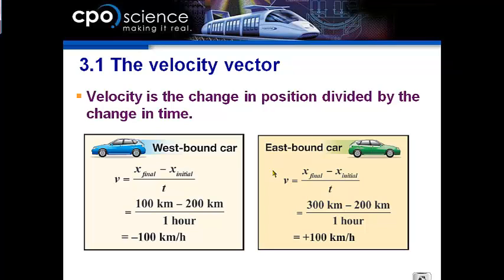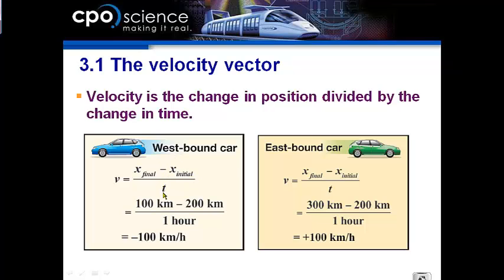How do you calculate velocity? Another formula you need to memorize. Velocity equals the final position of the object. X here stands for position. Okay? And it always stands for position in physics. So velocity equals the final position of the object minus where the object started, or the initial position, divided by time.